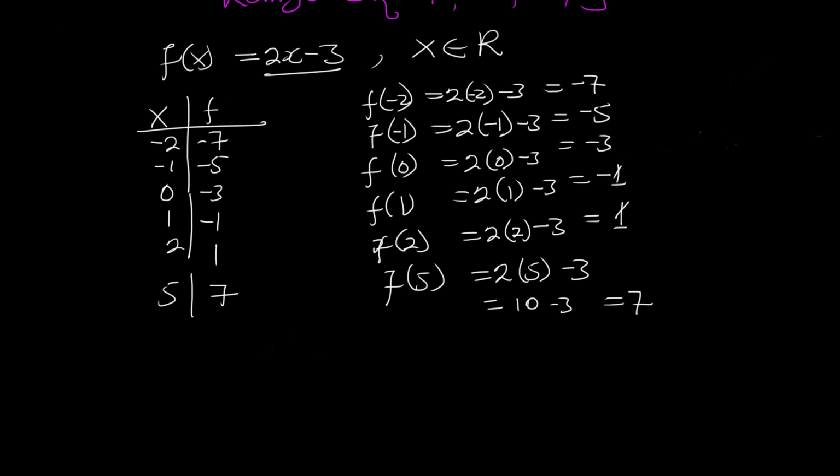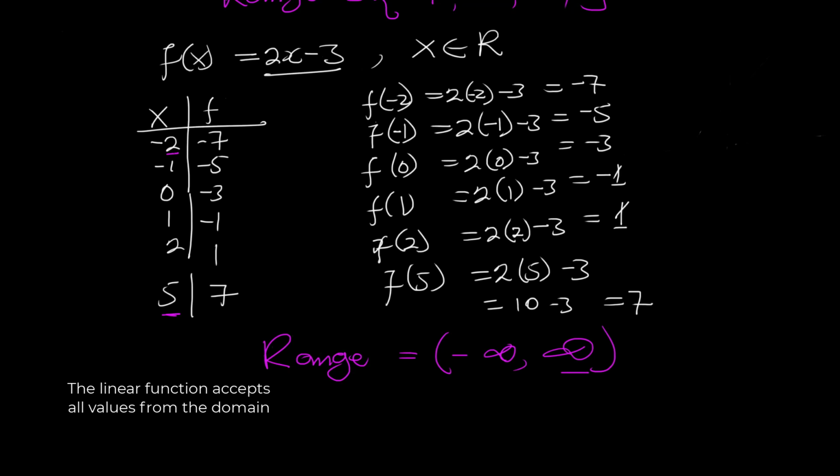Now, from the values, we see that the range will be equal to -infinity to +infinity. If we plug in higher values of x, we'll get close to +infinity. If we plug in negative values, we'll get to -infinity. So the range is from -infinity to +infinity.